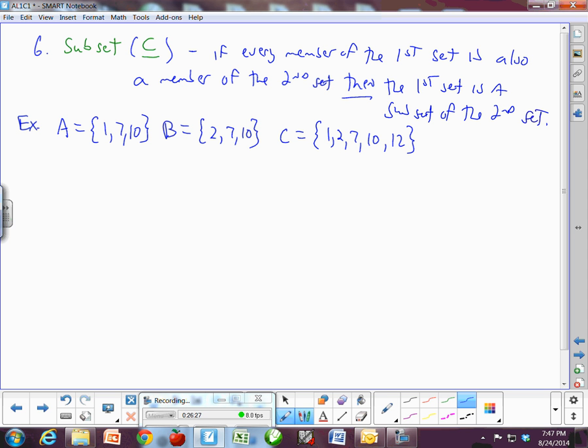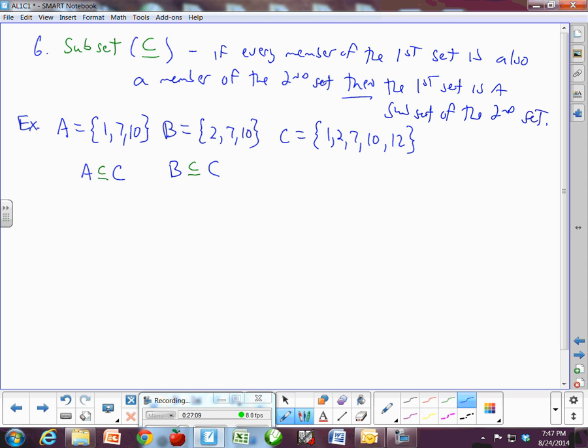All right, so here's the first question. Is A a subset of set C? In other words, are all the elements of A also in C? Is the 1 of A in C? Yes. Is the 7 of A in C? Yes. Is the 10 of A in C? Yes. All the members of A are in C. So yes, it is a subset. By the way, if you look also, you'll notice that B is also a subset of set C. Is the 2 of B in C? Is the 7 of B in C? Is the 10 of B in C? The answer is yes. B is a subset of C.